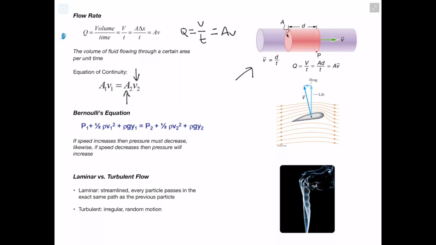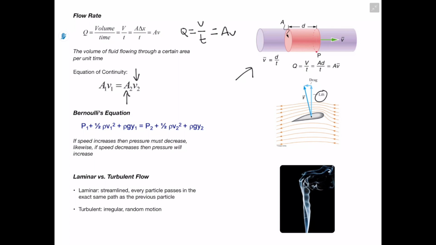And basically what we can conclude from this is that when speed increases, pressure has to decrease, and likewise, if speed decreases, then pressure will increase. And we have an example of that over here. We know that air is a type of fluid, and basically this is the side view of a wing of an airplane, and this increasing velocity going over the wing is going to decrease the pressure above the wing, and this is going to give us our lifting force.